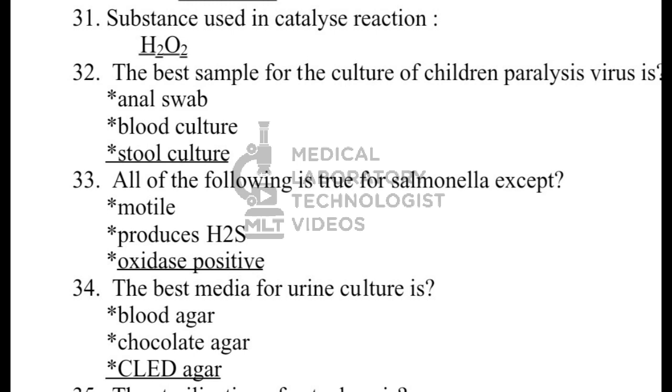Next question is, the best sample for culture of poliomyelitis virus. Options are anal swab, blood culture, stool culture. Answer is stool culture. Next question is, all of the following is true for Salmonella except: motile, produce H2S, oxidase positive. Salmonella is oxidase negative while other two are correct. The next question is, the best media for urine culture is. Options: blood agar, chocolate agar, CLED agar, cysteine lactose electrolyte deficient agar, and the answer is CLED agar. The best media for urine culture is CLED agar.